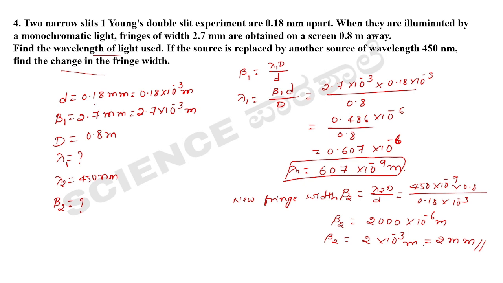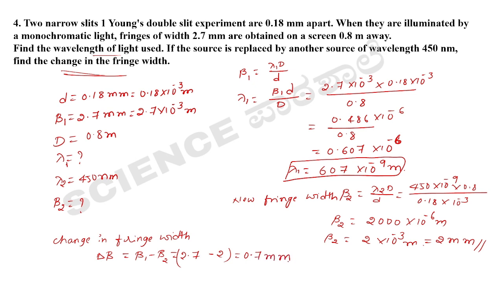Then what we have to calculate? Change in fringe width. Change in fringe width we have to calculate, that is delta beta is equal to beta 1 minus beta 2. Beta 1, how much is given? 2.7. Then beta 2 is 2. So 2.7 minus 2 is equal to 0.7 millimeter. Okay, this is the answer for this question.